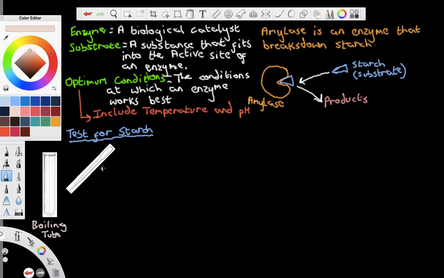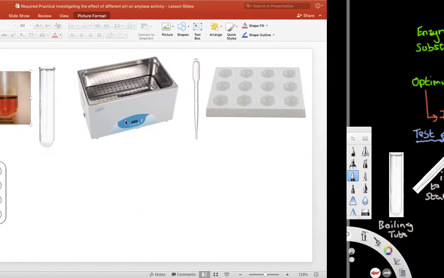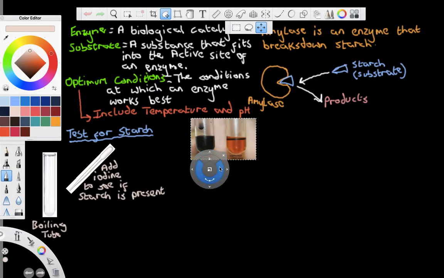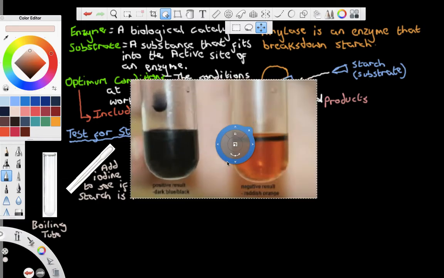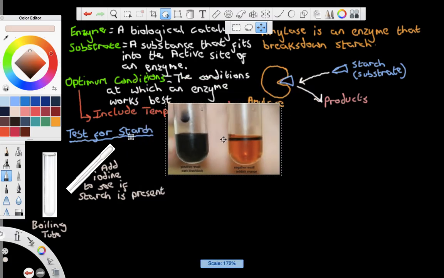So we can add iodine to see if starch is present. Okay. If we add iodine to a solution, iodine is normally orange by itself. So iodine will stay orange if there is no starch present. However, if starch is present, iodine will turn blue or black.